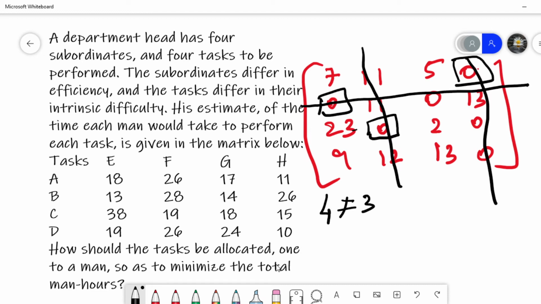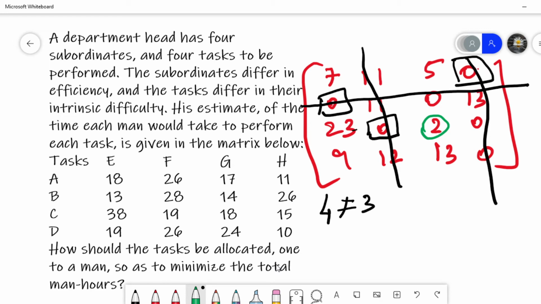Then after this step we should identify the minimum value of undeleted cell values. So in this matrix 7, 5, 23, 2, 9 and 13 are undeleted cell values. Among these values, which one is the minimum? So 2 is the minimum here. Okay, so 2 is the minimum value among the undeleted cell values.